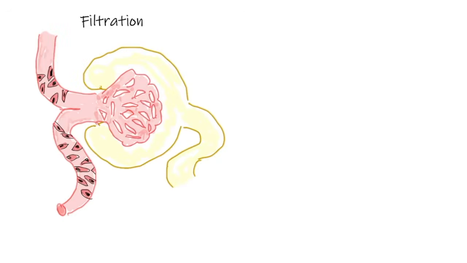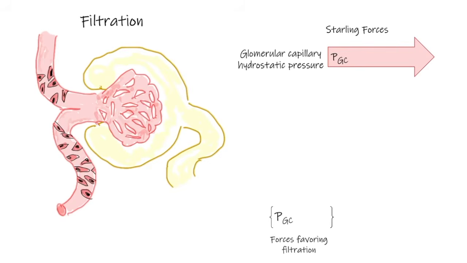Now, what actually causes filtration to occur? Why does fluid move out of the glomerular capillary across the filtration barrier and into Bowman's space? The forces involved with this are Starling forces. These are similar to the hydrostatic and oncotic forces that we've already covered in systemic capillary beds. First, we have glomerular capillary hydrostatic pressure. This is the pressure of the blood within the glomerular capillary, and it's the major force favoring filtration.